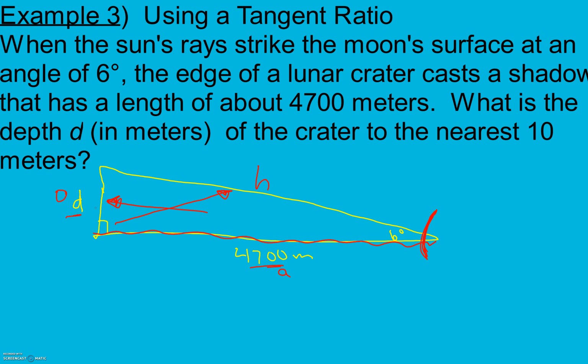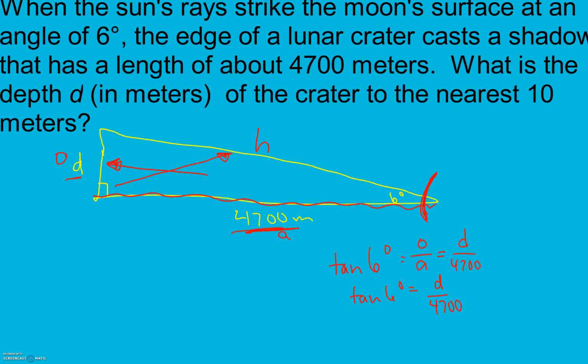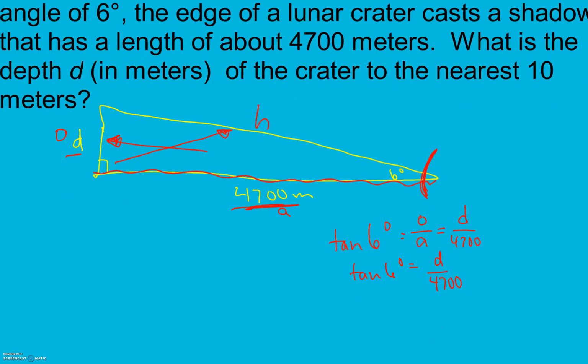So the values I have here are A and D. So we're going to use tangent, O and A. Tangent of my angle measure of 6 degrees equals opposite over adjacent. And opposite here is D, and adjacent is 4,700. So tangent of 6 degrees equals D over 4,700. Now I need to solve here to get D by itself. It's being divided, and we get rid of division by multiplying. So I multiply whatever I do to one side on both, multiply by 4,700. And here I get 4,700 times tangent of 6 degrees to be my depth.